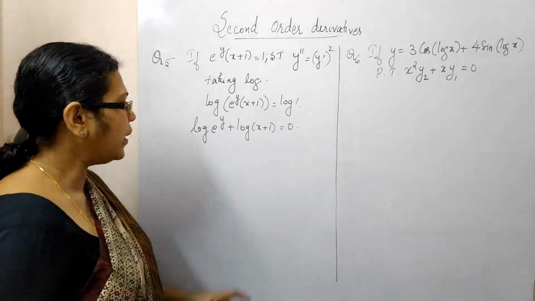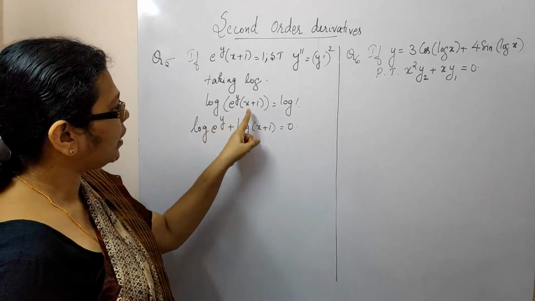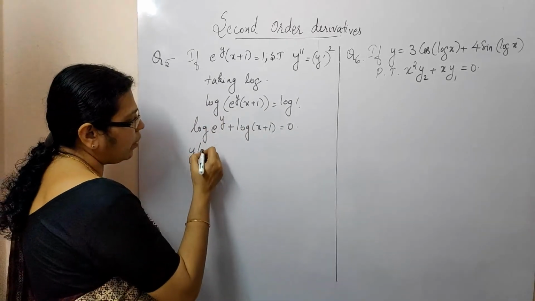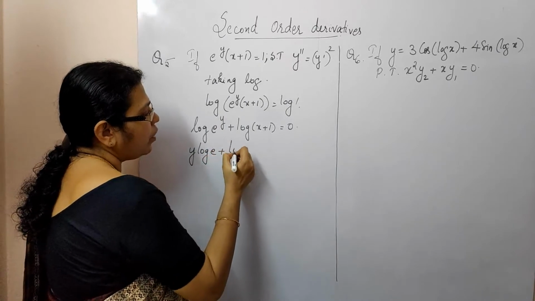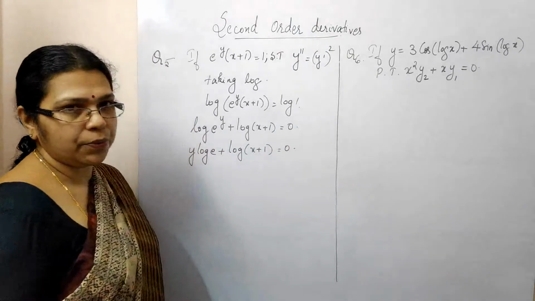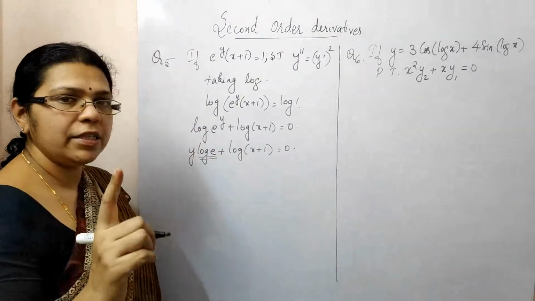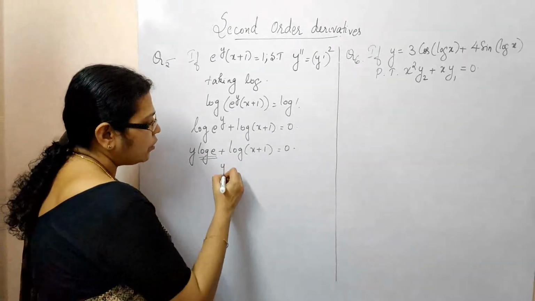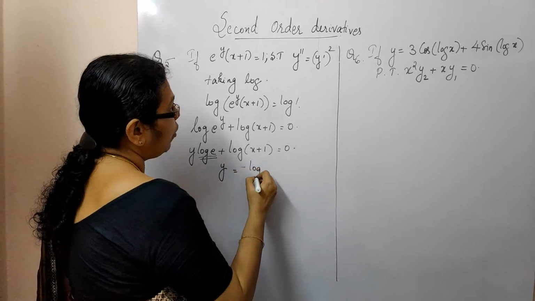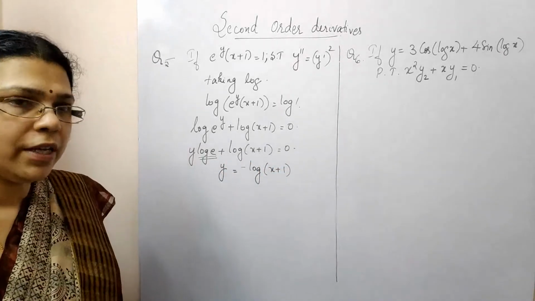So, log of e raised to y plus log of x plus 1 is equal to 0. Okay. Now, this is log of ab, log of a plus log of b. Now, this is same as y log e plus log of x plus 1 is equal to 0. Am I clear? So, here log e value is what? Log and e nullifies to give you 1. I have already told this. So, y is equal to what? Minus of log of x plus 1.